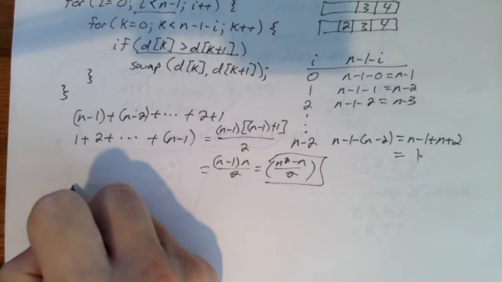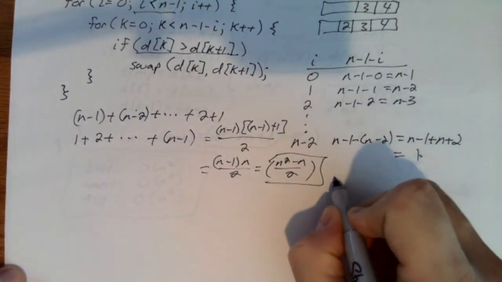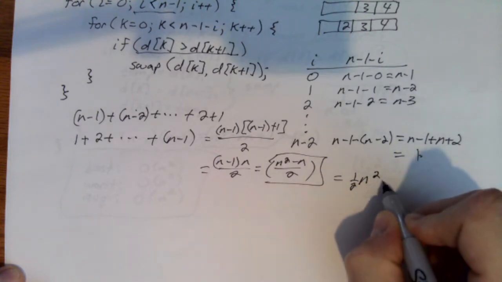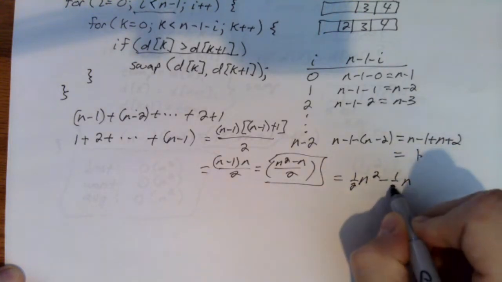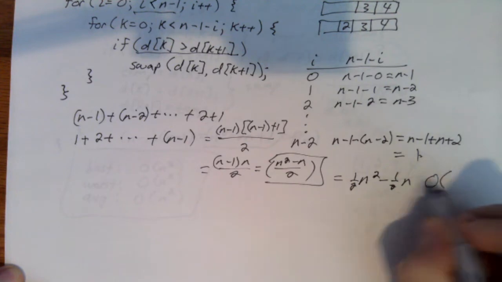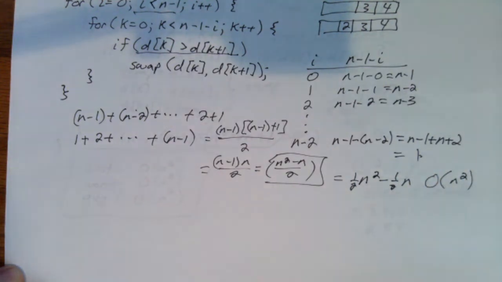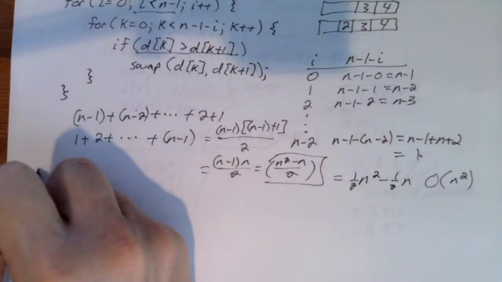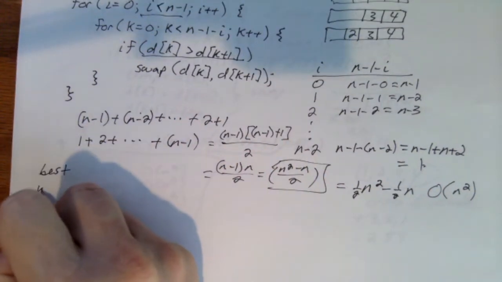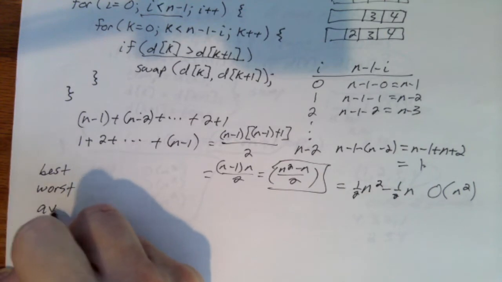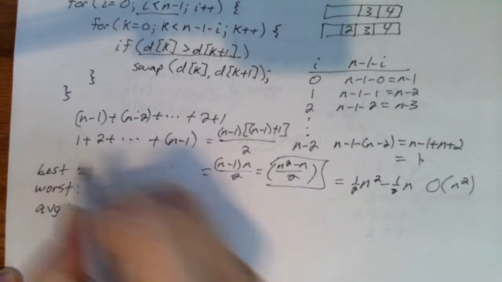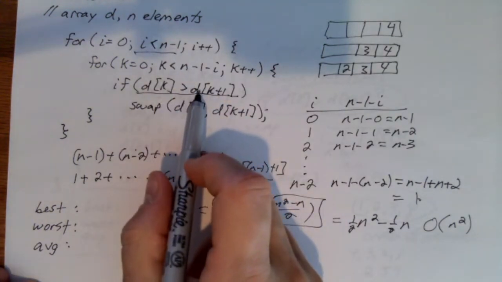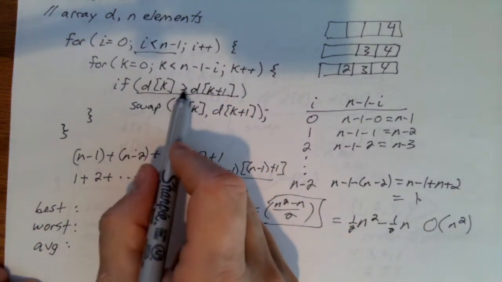So what is that in terms of big O and stuff? Let's rewrite it this way. This is 1 half N squared minus 1 half N. And the big O on that is still N squared. Okay? So this has to be associated with different cases. Let's say best case, worst case, average case again, just like before. Does the particular data affect how many times we ask this question?